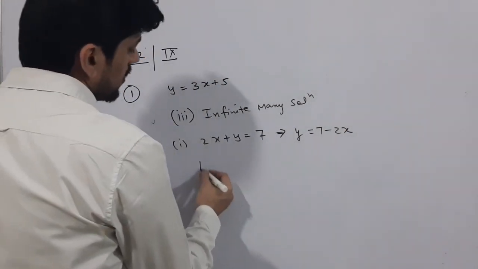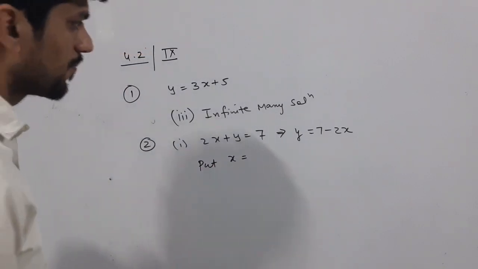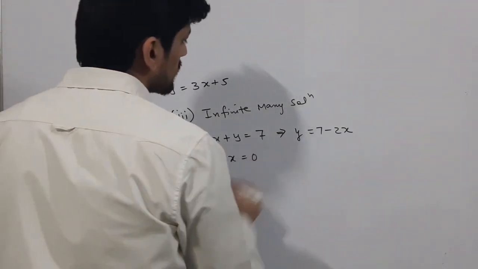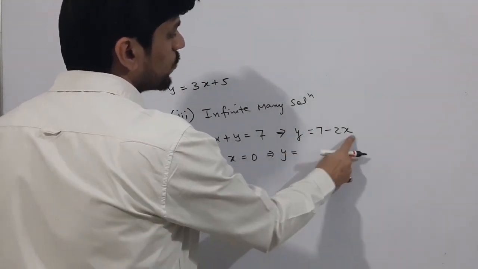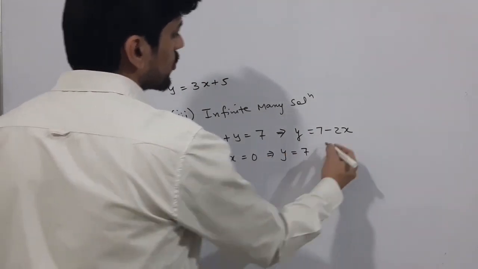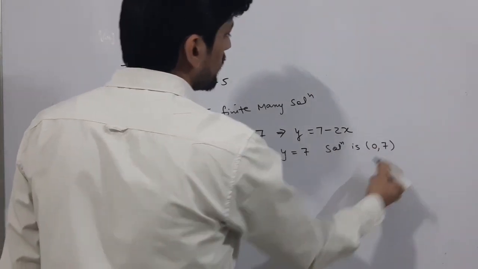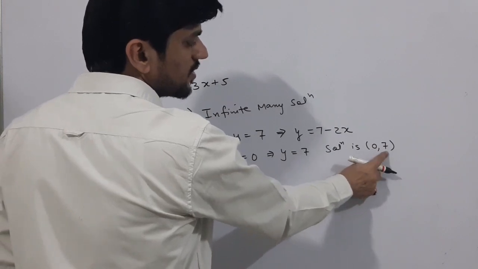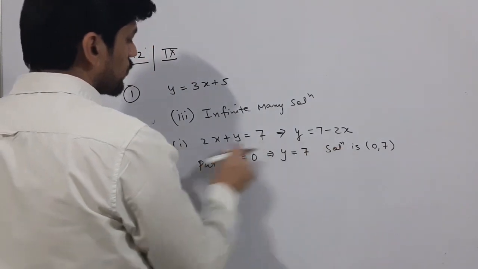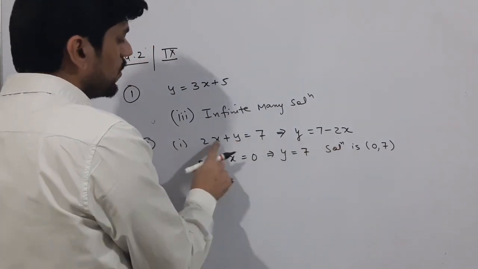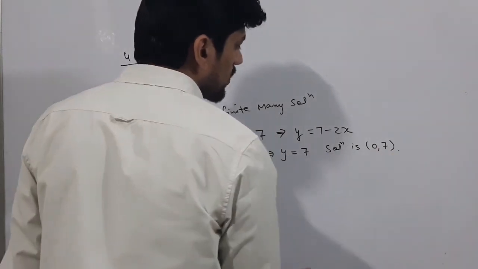Now we will put the value of x, any value you can choose. Let us take x as 0, then we get y equals 7 minus 2 into 0, which is 7. So one solution is x is 0 and y is 7. So this pair of values, this is x and this is y, satisfies this linear equation. If you substitute x 0 and y 7, 2 into 0 is 0 plus 7 equals 7, it satisfies. So this is the solution.